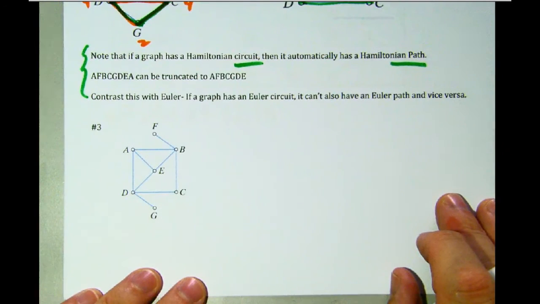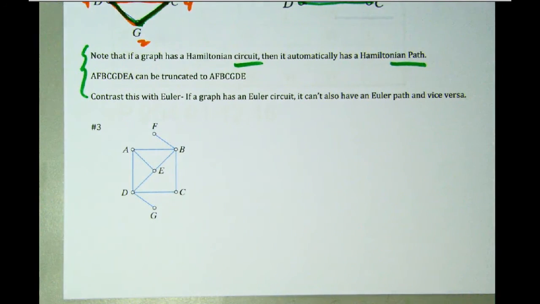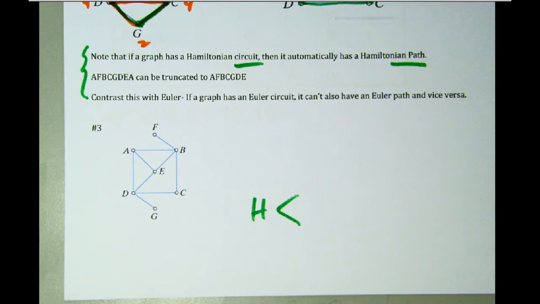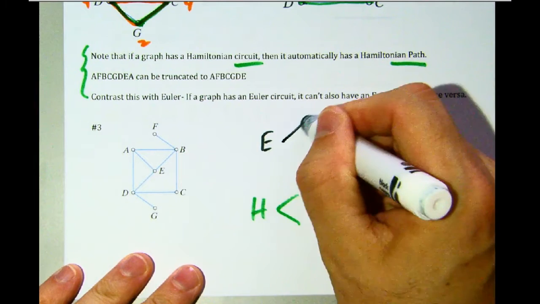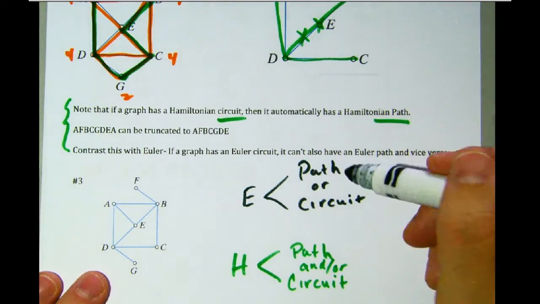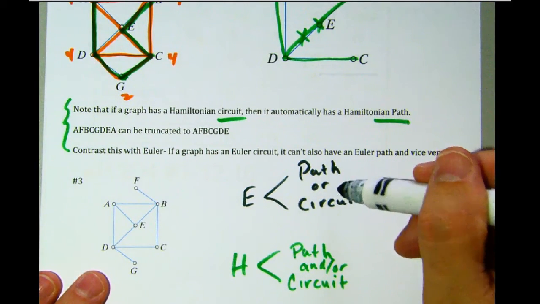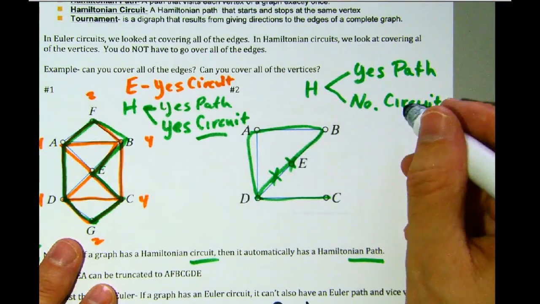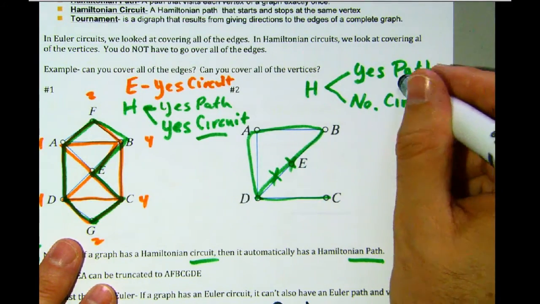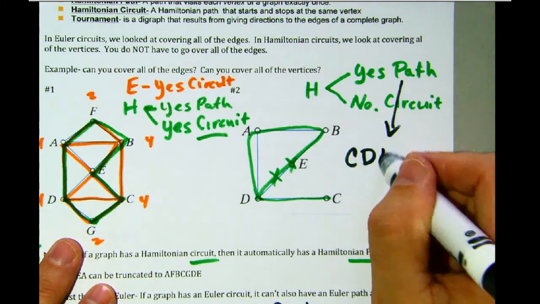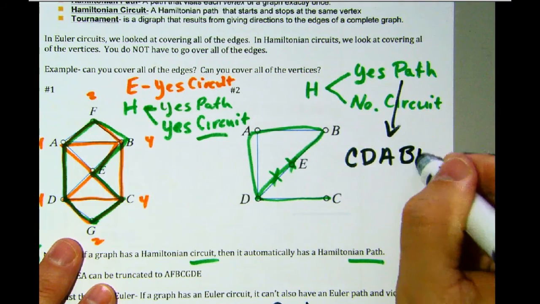Why don't you try number 3 and see if you can find the Euler and Hamiltonian path and circuit, and bring that to class, and we'll see what you said about both of those. So tell me, is it going to be a path or circuit for Euler, and then path and/or circuit for a Hamiltonian? Let me go back to this one. If I wanted to write out this path, I said that I started at C. I can just write it out: C, D, A, B, E.